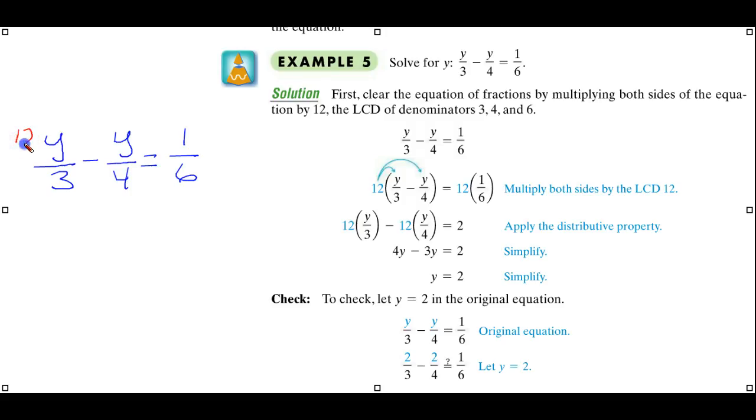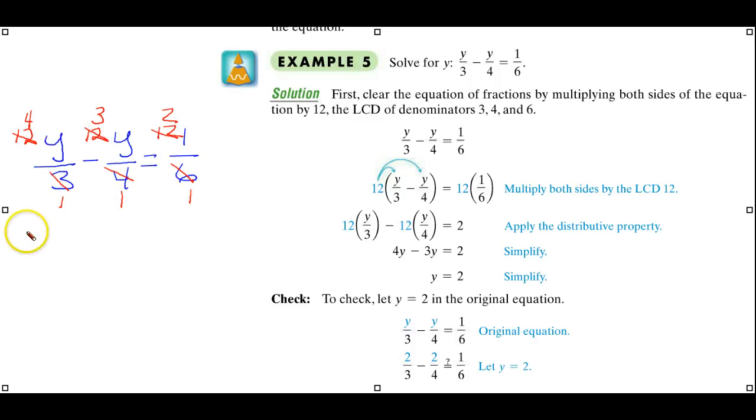So I'm going to multiply every term by 12. And this is one term, this is one term, this is one term. So 3 goes into there once, 3 goes into 12 4 times, 4 goes into there once, 4 goes into 12 3 times, 6 goes into there once, 6 goes into 12 twice. So now that all my denominators are 1, I don't have fractions anymore.